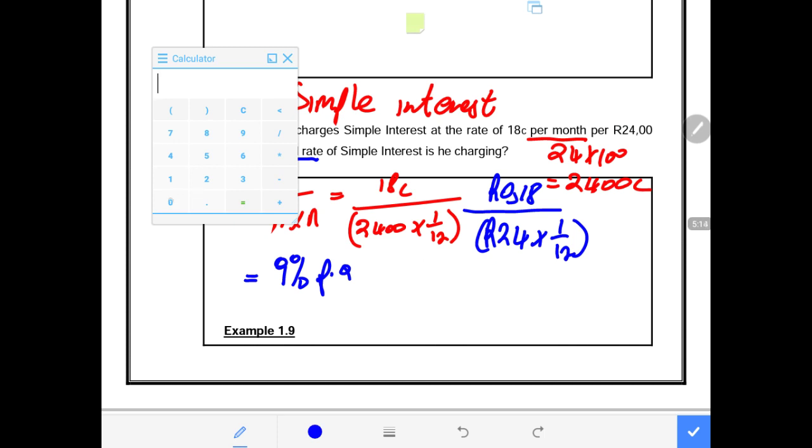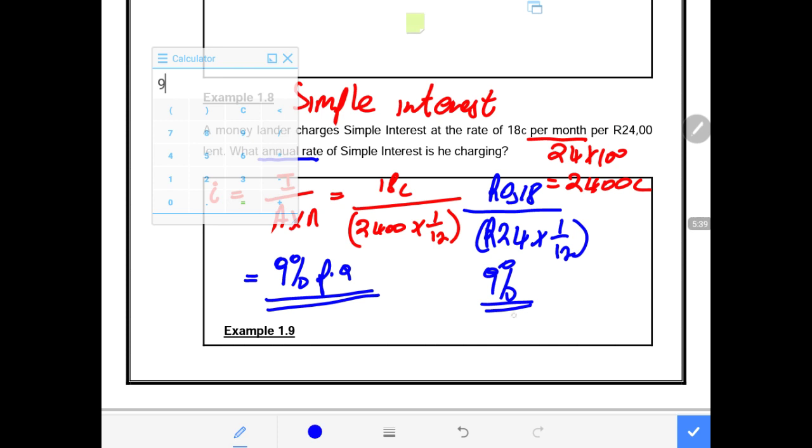Or else you could have said 0.18 divided by open brackets 24 times 1 divided by 12, close brackets, equals, times 100. Either way, we still get to the same 9%. But make sure that the interest amount is in the same time frame as the amount that was invested.